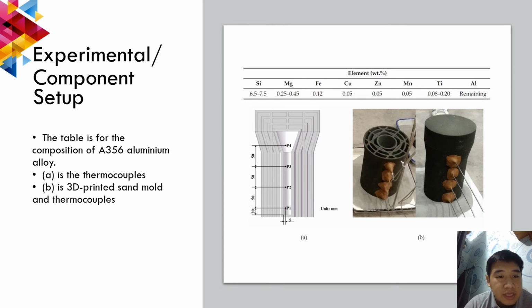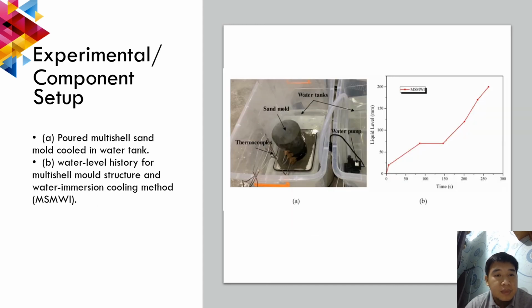Now, as you can see, the table beside in the slide is for the composition of A356 aluminum alloy. In the diagram, A is the thermocouple, B is the 3D printed sand mold and thermocouple. Next, as you can see in the image, A is the poured multi-shell sand mold cooled in a water tank. For B, the chart is for the water level history for the multi-shell mold structure and water immersion cooling method in the water.